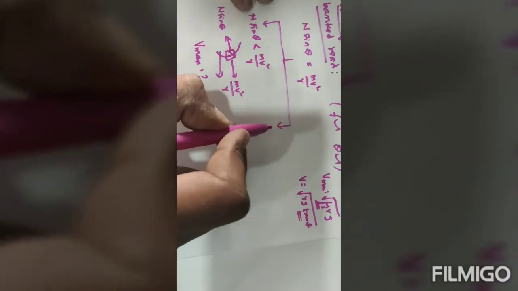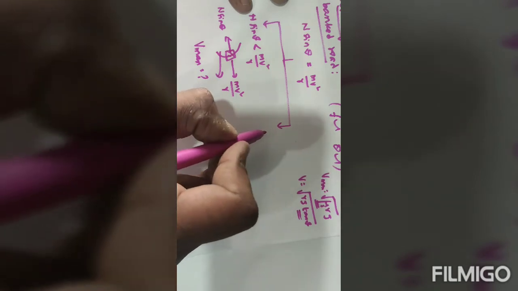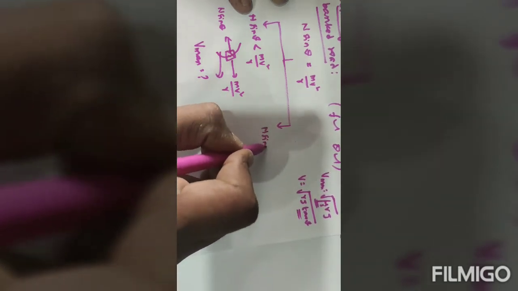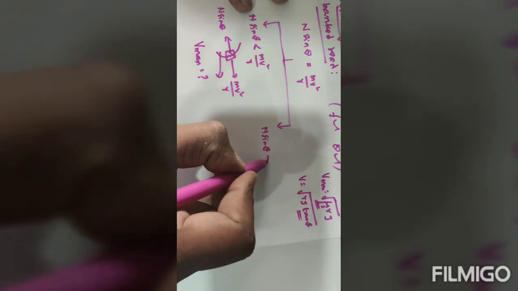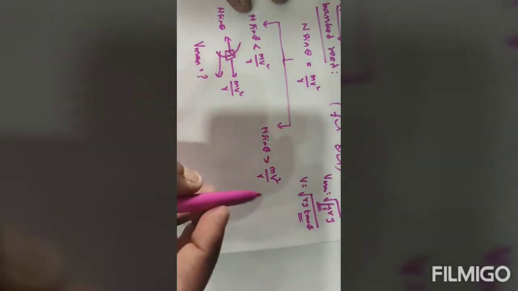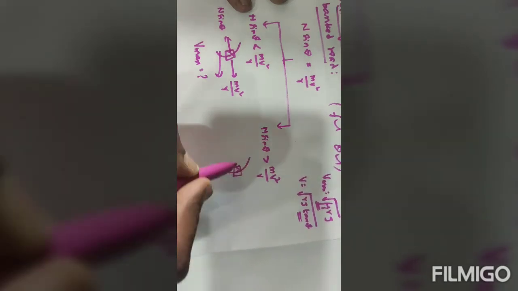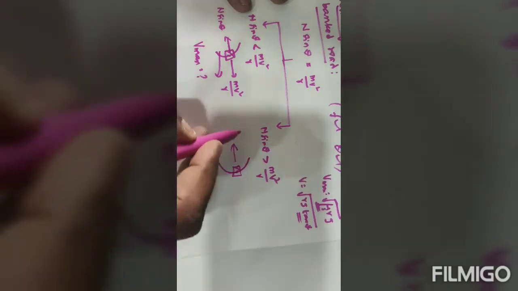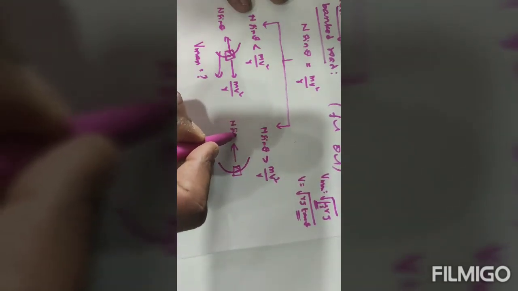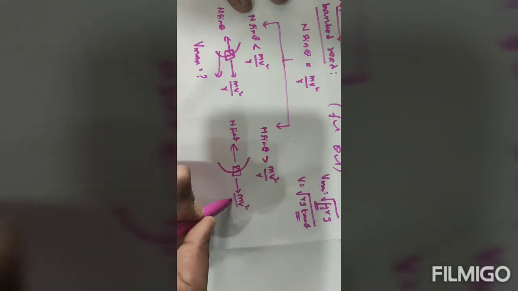Another idea is this. Suppose n sin theta is high compared with mv squared divided by r. The same curved path, the vehicle: towards the center is n sin theta, away is mv squared by r.